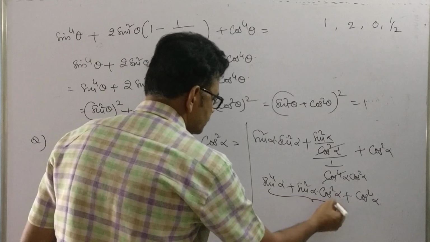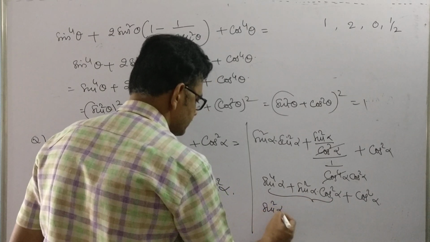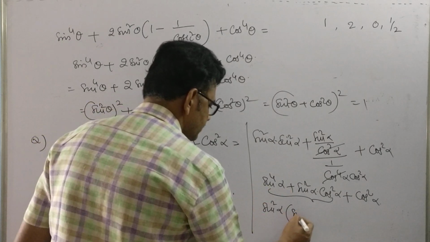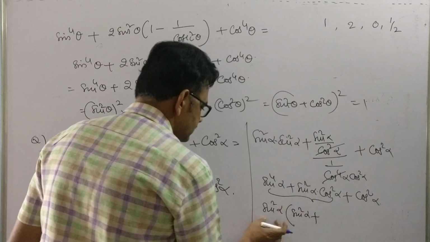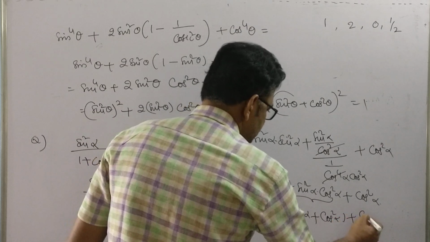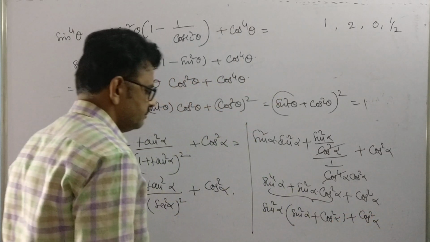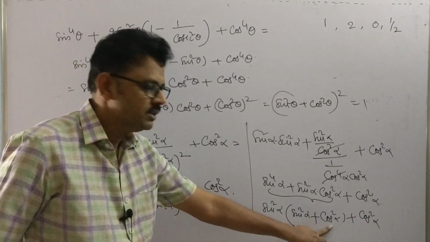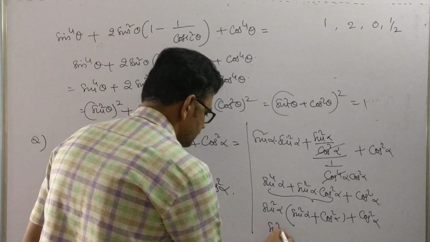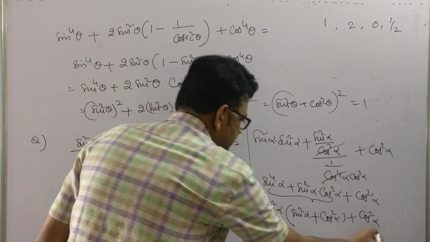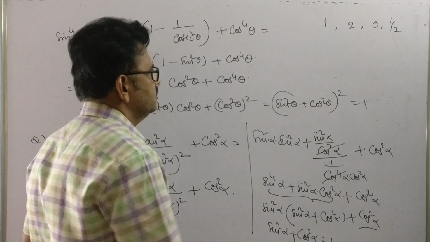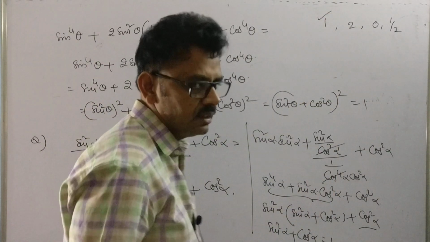So for these two, you can take sin square alpha common. Sin power 4 alpha means sin square alpha into sin square alpha. Sin square alpha is taken common, so this is sin square alpha plus cos square alpha, again the value is 1. So this is sin square alpha into 1 plus the cos square alpha part, again the value is 1. So for this also, 1 is the correct answer.